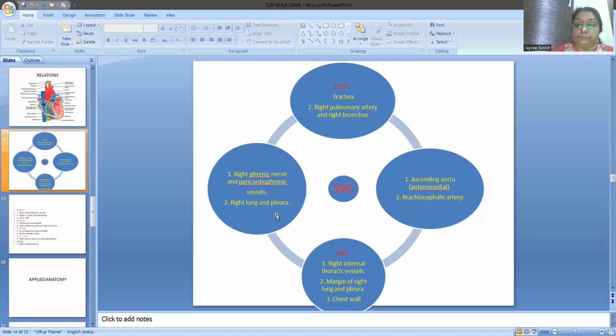But not the complete right lung and pleura. The complete lung is situated on the right side of the superior vena cava, but some portion of it we will see as the margin of the right lung and pleura. So some portion of it is also situated in front of, or anterior to, the superior vena cava. Anteriorly, we know that the chest wall is there.